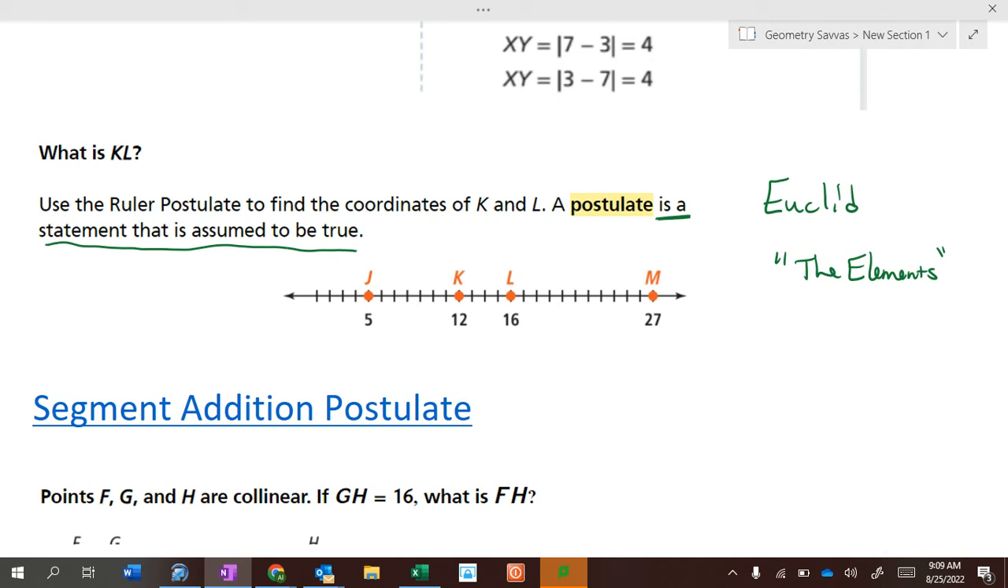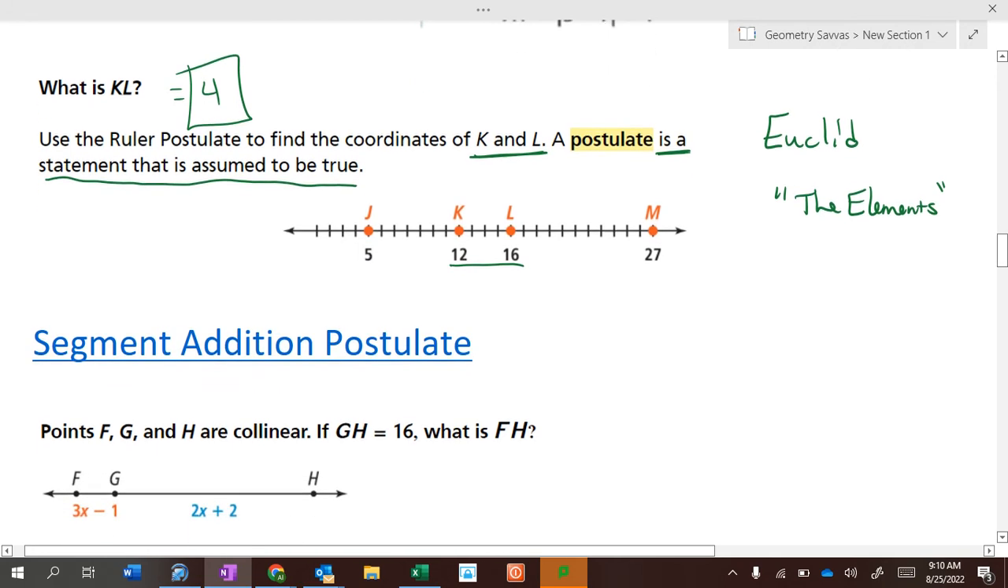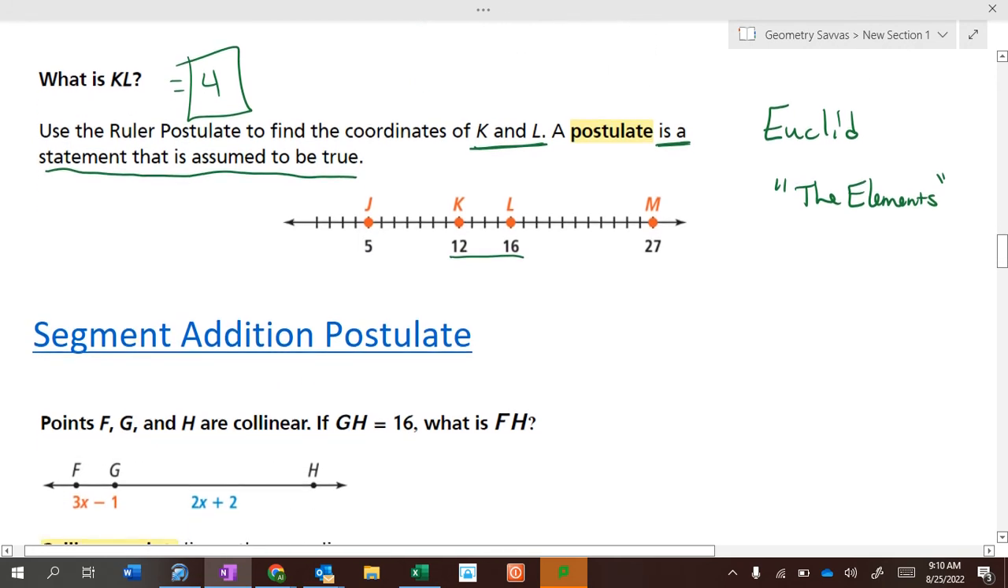Okay, so the ruler postulate says I can find the distance between K and L. K and L, 16 and 12. How far is that, Evie? 4. What is KL? It is 4. The distance from K to L is 4. Okay, the segment addition postulate.